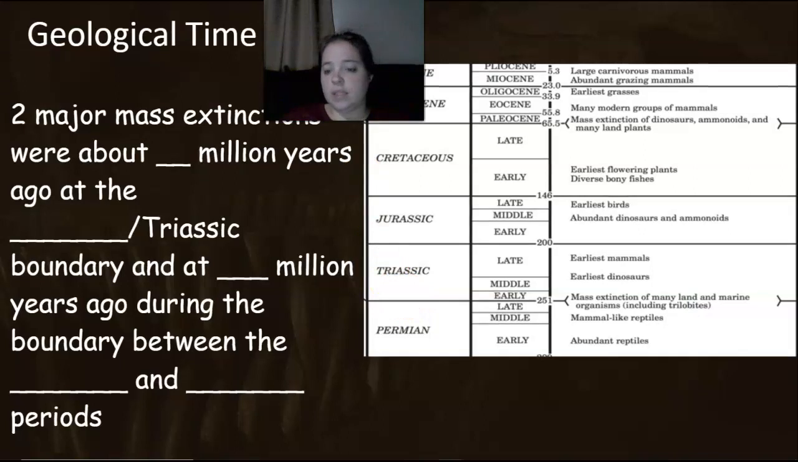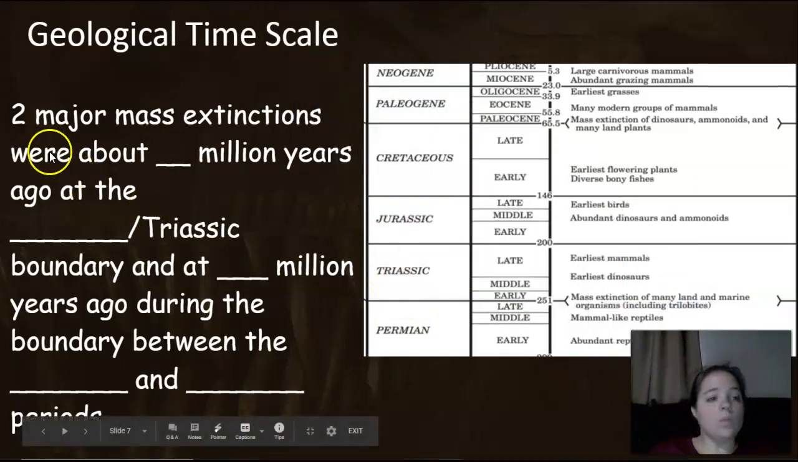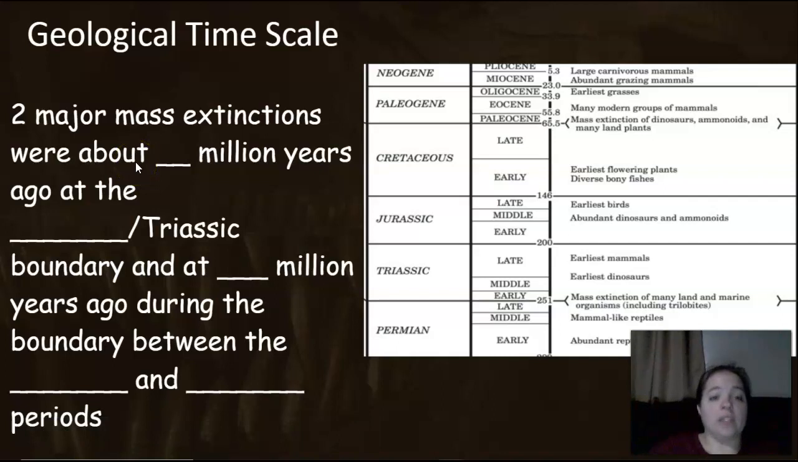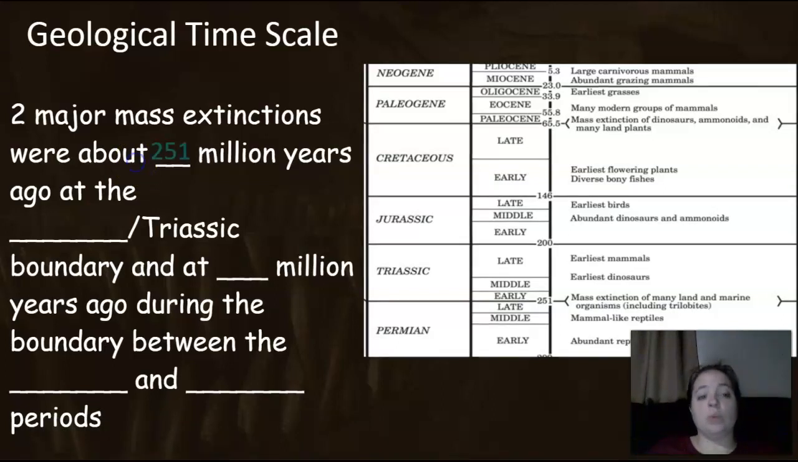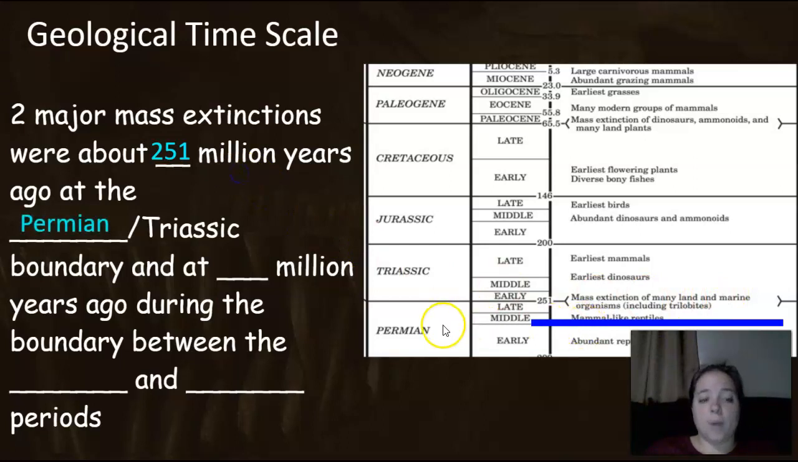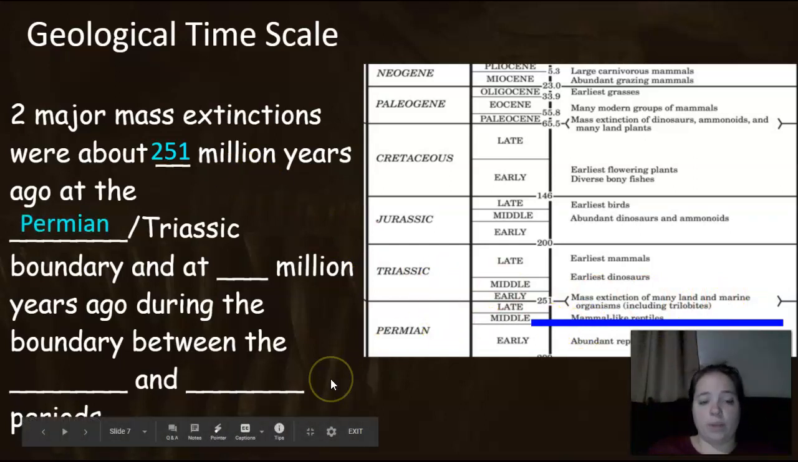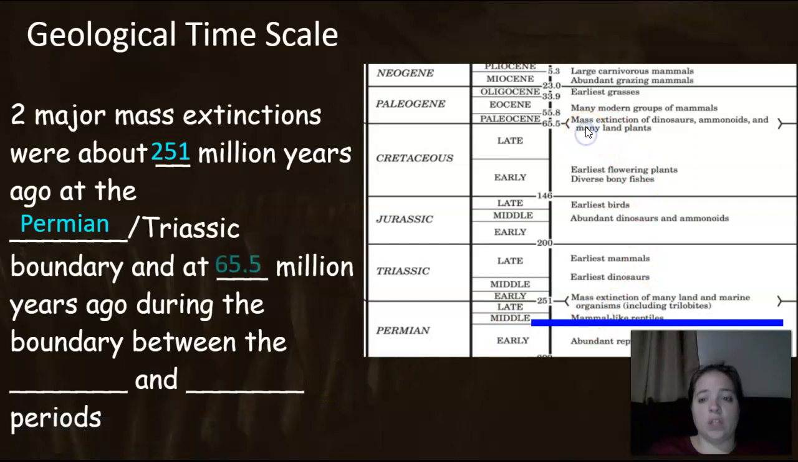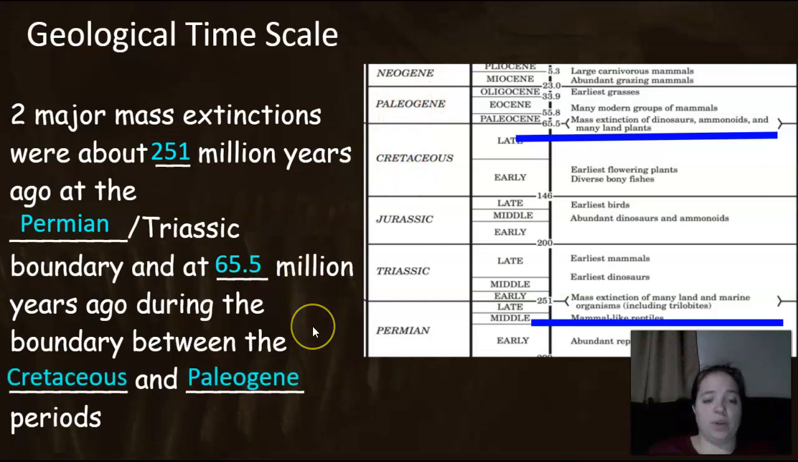Finally, last but not least, there were two major mass extinctions. The earliest one was about 251 million years ago, right here, a mass extinction at the Permian-Triassic boundary. And then the other one is up here, at 65.5 million years ago, in between the Paleogene and the Cretaceous periods.